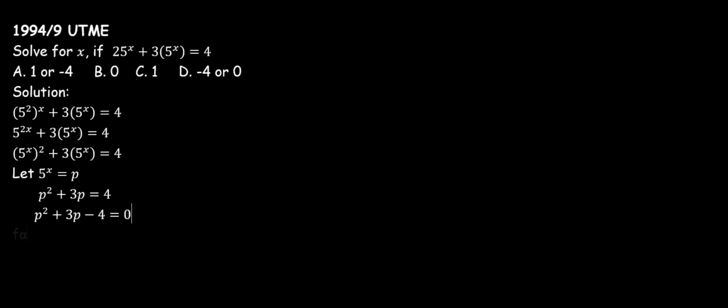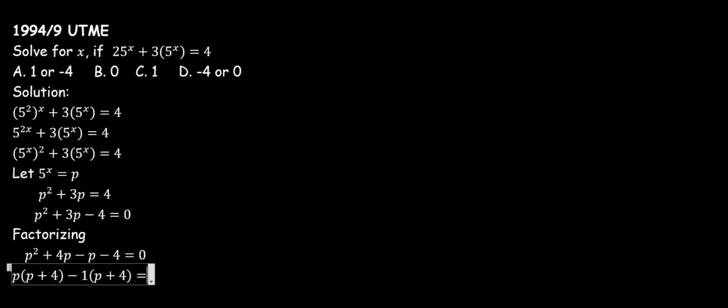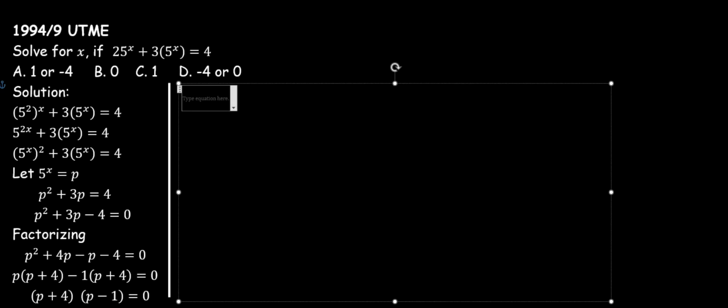Factorizing, p squared plus 4p minus p minus 4 is equal to 0. We factor out p, and that will be p(p plus 4) minus 1(p plus 4) equals 0. We now have (p plus 4)(p minus 1) equal to 0. p plus 4 will be equal to 0, or p minus 1 is equal to 0. That will give us p equals minus 4 or 1.